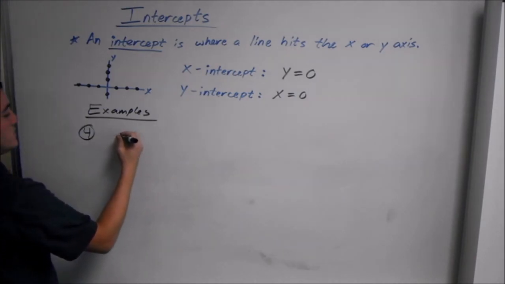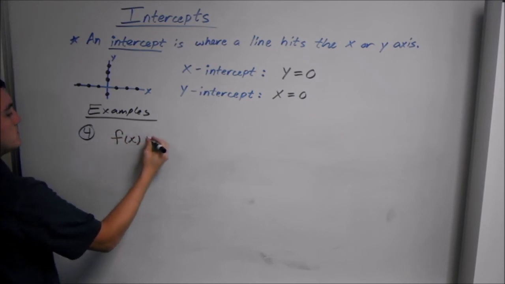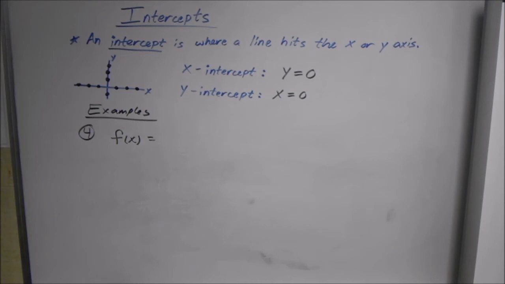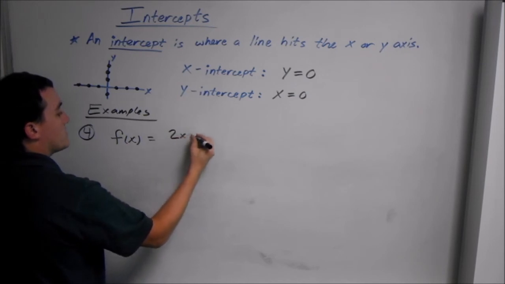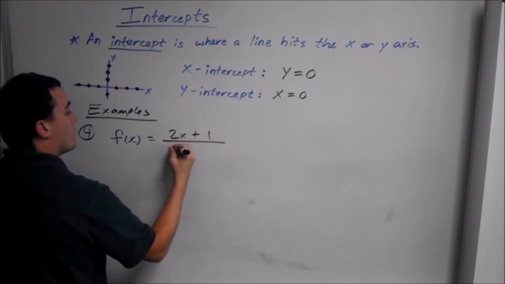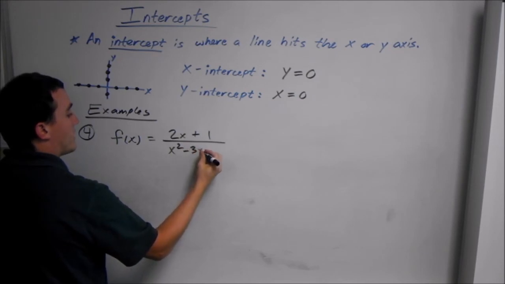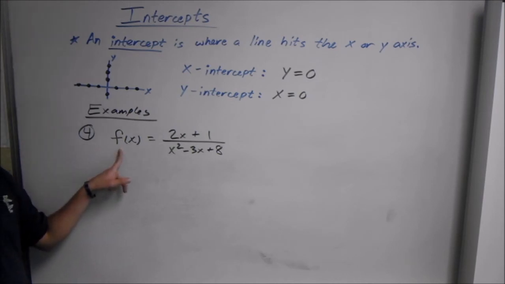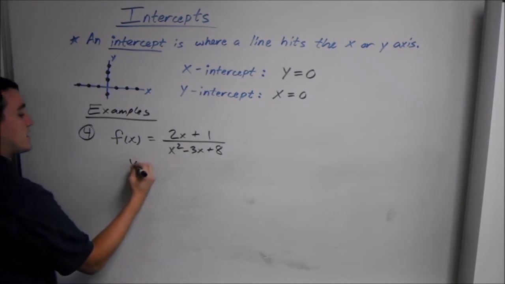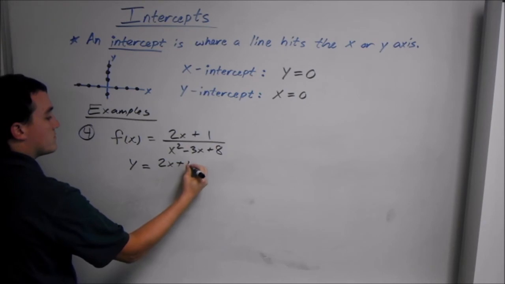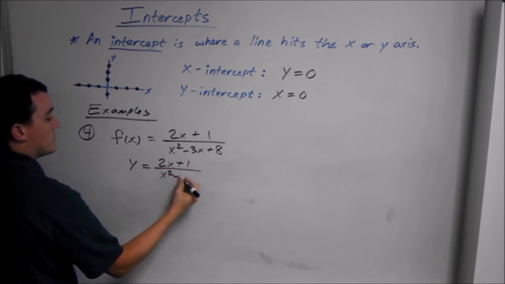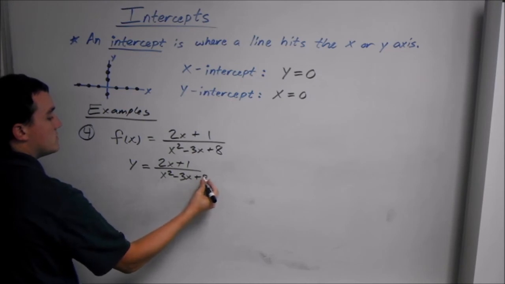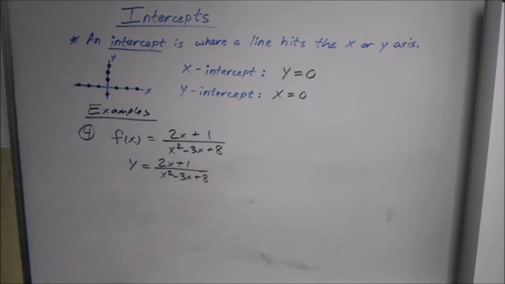So say we have f of x equals (2x plus 1 over x squared minus 3x plus 8). Well, we know f of x is the same as y, all right? So really, this is the exact same as y equals the same thing. Y and f of x have no difference. They're just a different way of naming the function.